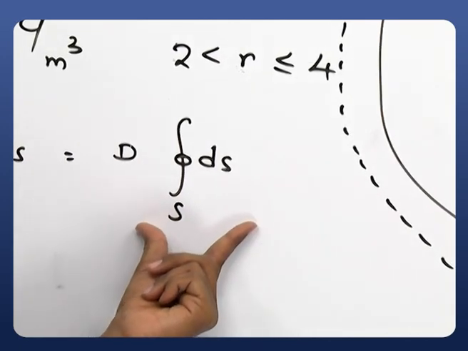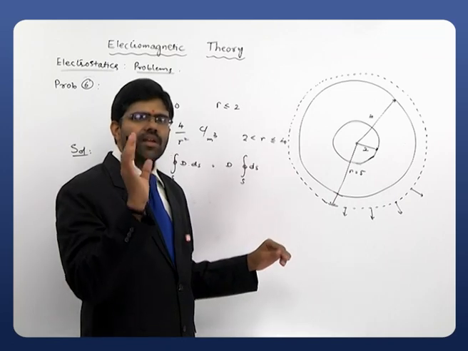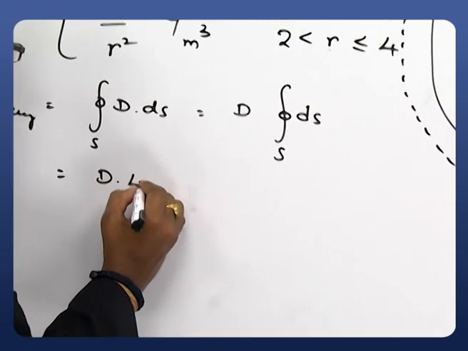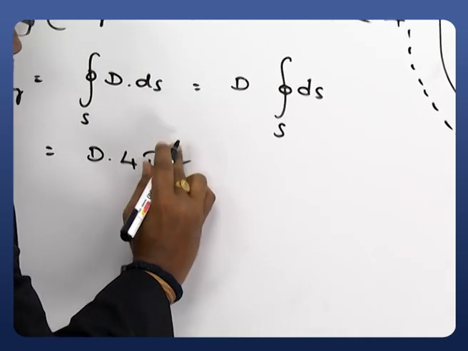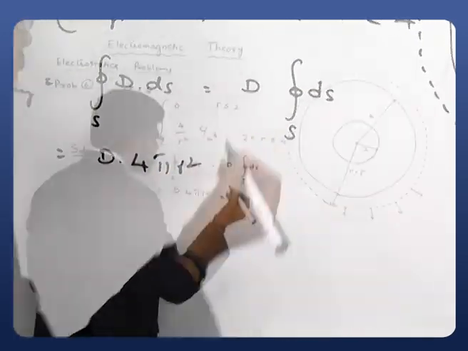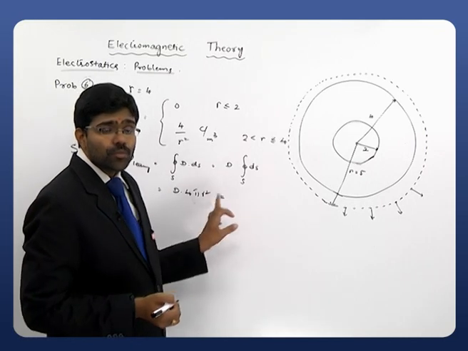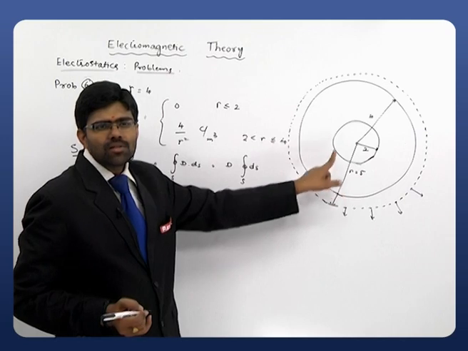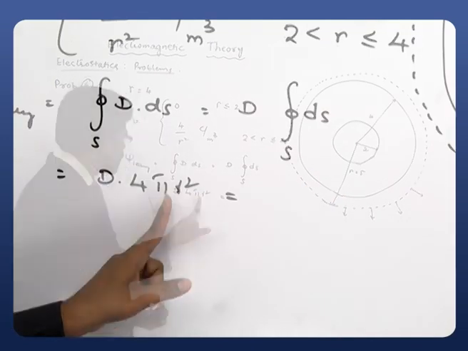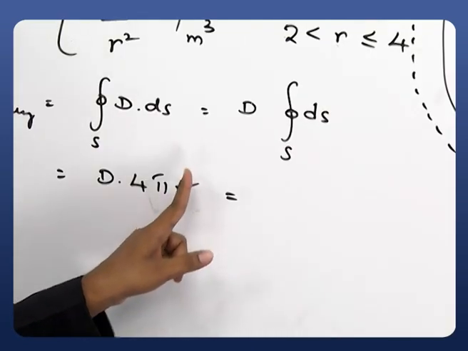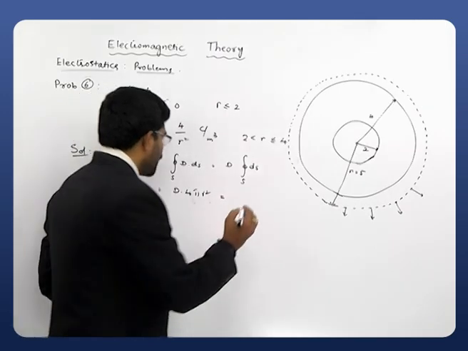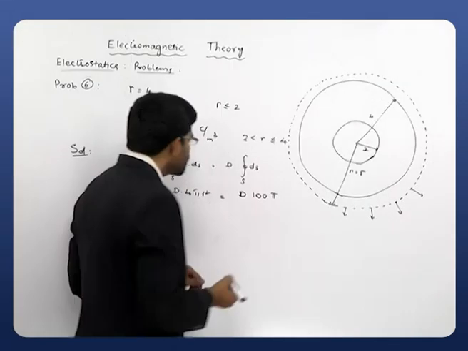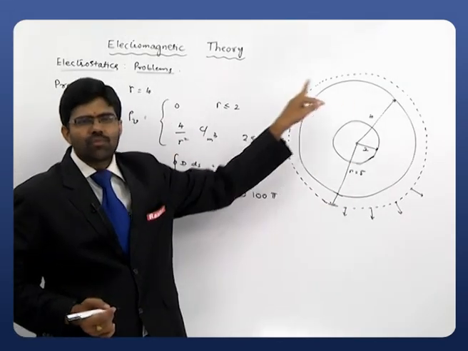So what is the surface area equation of the Gaussian sphere? Once again it is 4 pi r square. So this can be written as D into 4 pi r square. What is the r we are supposed to take? The radius of the Gaussian sphere that we took is 5. Substituting, 5 into 5 is 25, into 4, 100 pi. So the answer is D times 100 pi. This is the total flux leaving through the Gaussian surface.